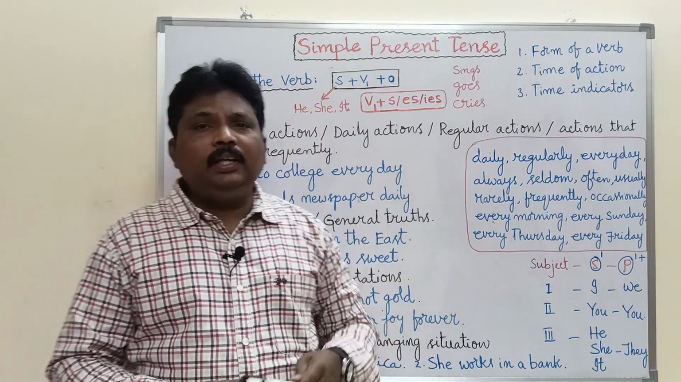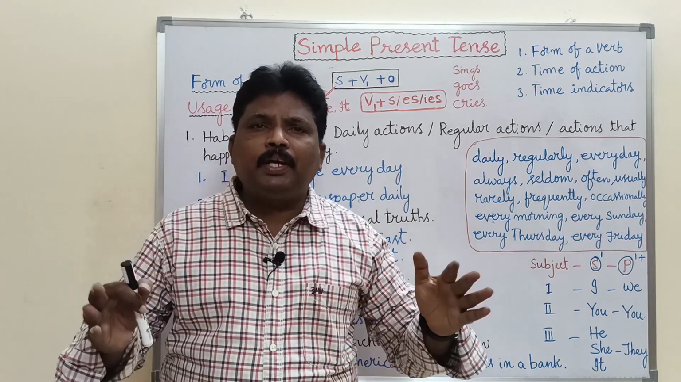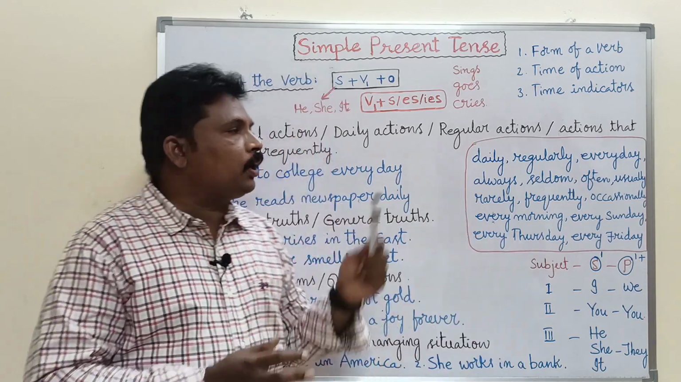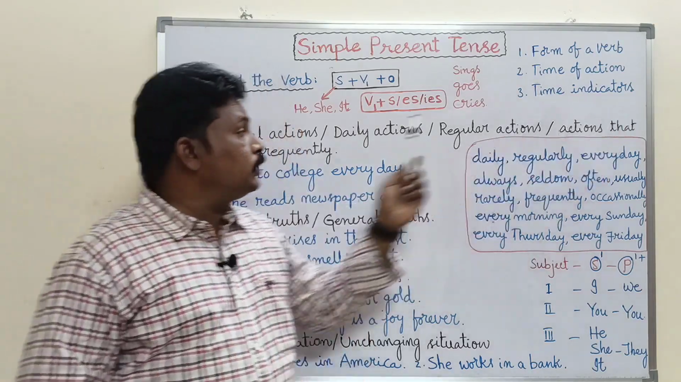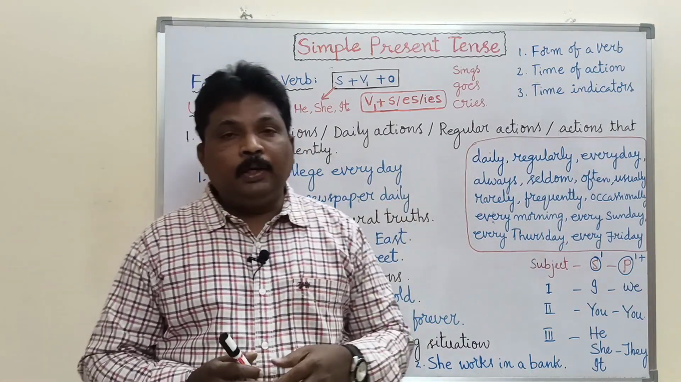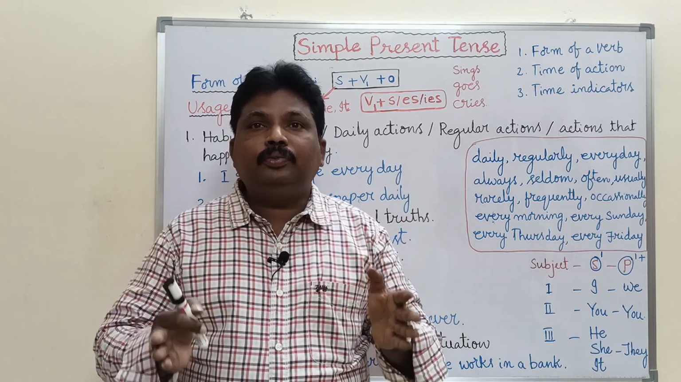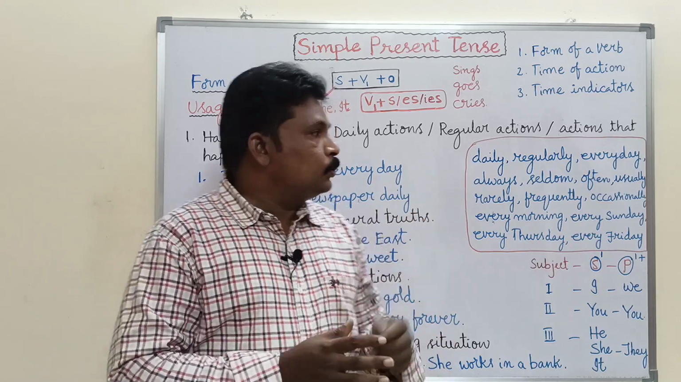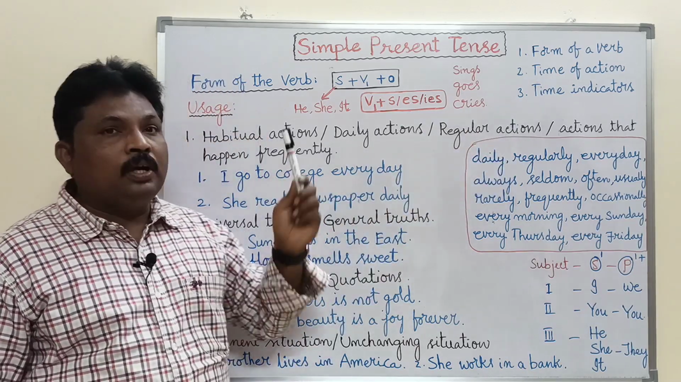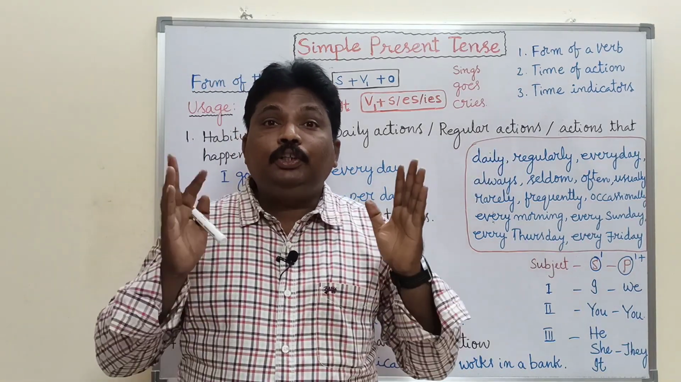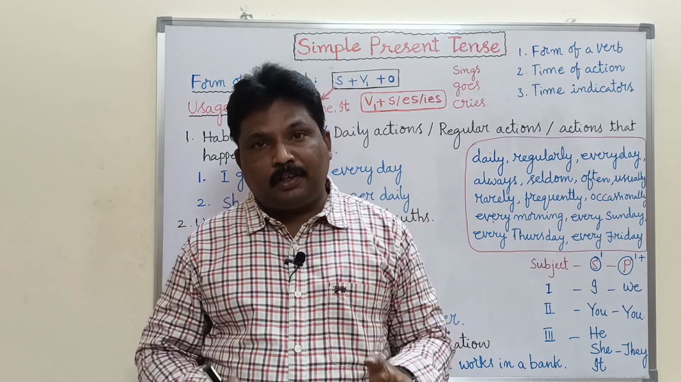And next one, daily actions. Some people do some actions almost every day, so they are called daily actions. And regular actions are actions that happen frequently. So whatever the kind of occurrence, let it be daily action or regular action or frequent actions or habitual actions, that should be used in simple present tense.